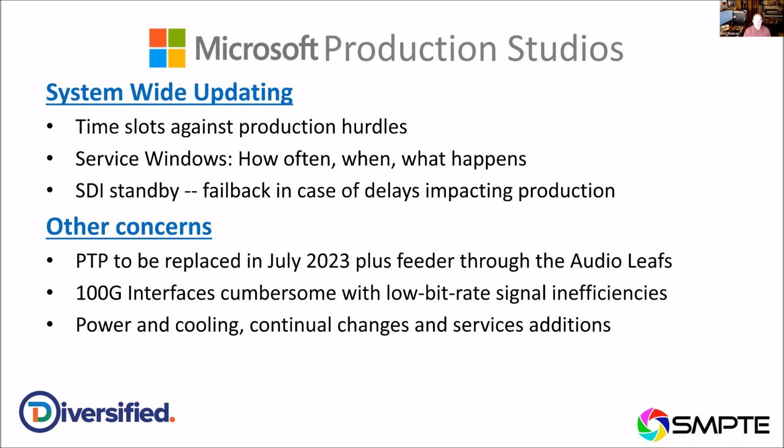The 100 gig interfaces were cumbersome with low bit rate signal inefficiencies. In other words, if you need to feed 10 gig to something, are you going to have to waste a 100 gig port to do that? And how do we do that with quad 25 gig or 10 or groups of 40, whatever it happens to be? All that bandwidth had to be calculated on spreadsheets and then vetted with the engineering people before we could just go install it. And then, of course, we wound up realizing that we had insufficient power and insufficient cooling.